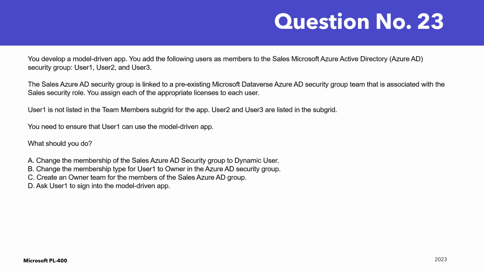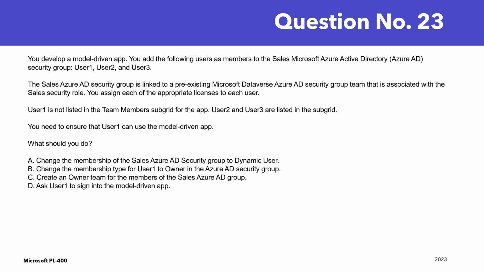You develop a model-driven app. You add the following users as members to the Sales Microsoft Azure Active Directory, Azure AD, Security Group: User 1, User 2, and User 3. The Sales Azure AD Security Group is linked to a pre-existing Microsoft Dataverse Azure AD Security Group team that is associated with the Sales security role. You assign each of the appropriate licenses to each user.